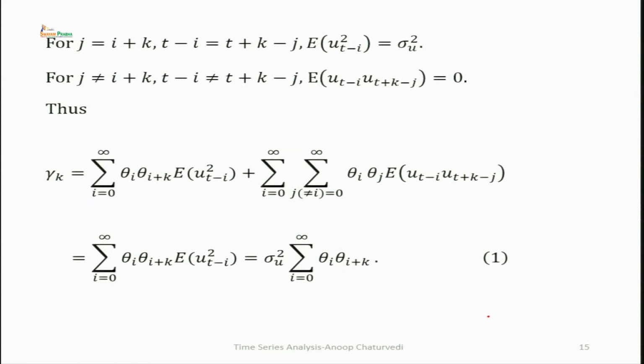So, finally, the value of gamma k is, say, summation i equal to 0 to infinity theta_{i+k} expectation of u_{t-i} square, and then you get the terms summation i equal to 0 to infinity, j not equal to i, 0 to infinity theta_j expectation u_{t-i} u_{t+k-j}, and all these terms have expectation 0. So, ultimately, this term has expectation sigma square u. So, ultimately you find gamma k equal to sigma square u summation i equal to 0 to infinity theta_{i+k}.